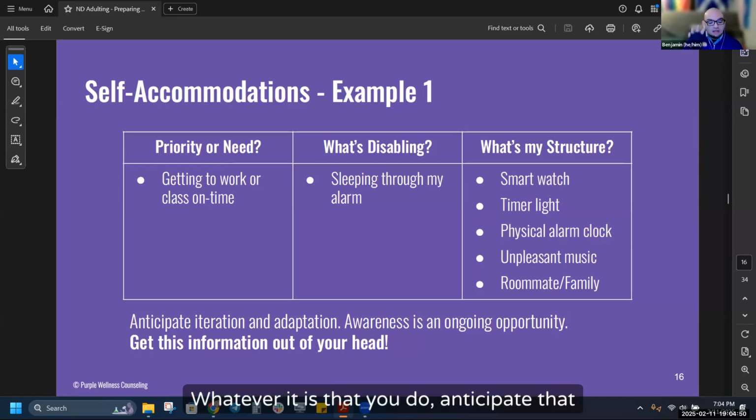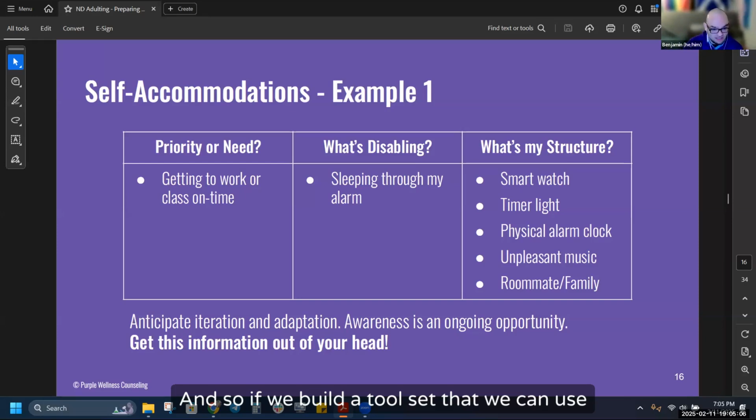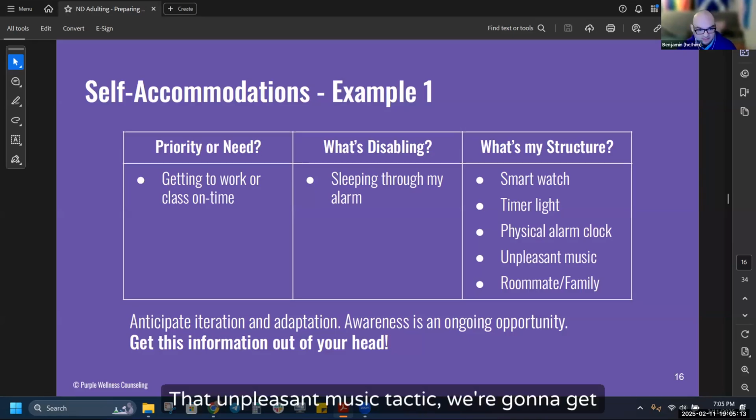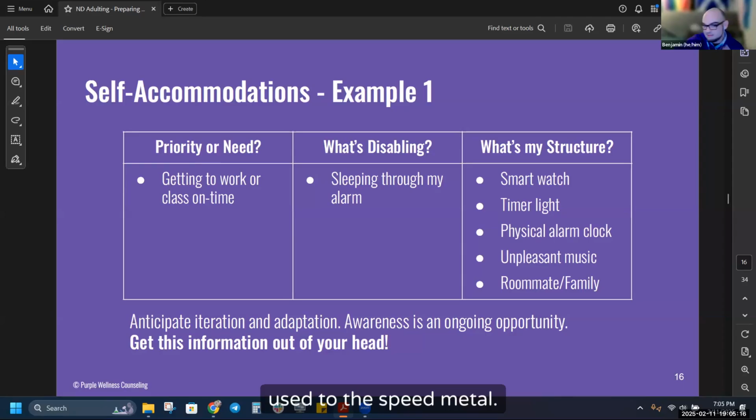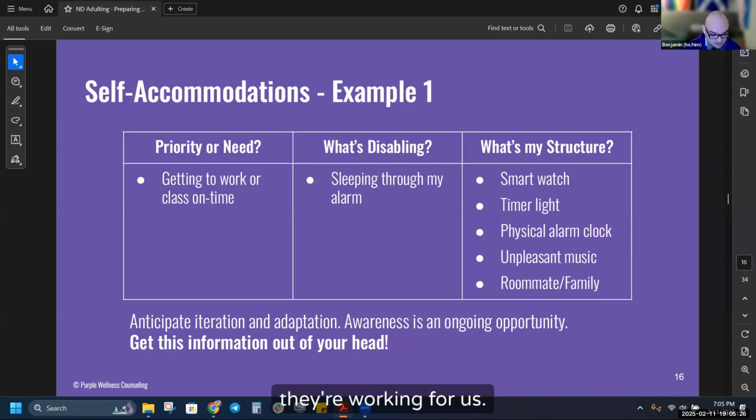Whatever it is that you do, anticipate that you're going to need to iterate and adapt over time. Remember, context is what makes something disabling, and our context changes over time, as do we, right? Our needs, our situation all change over time. And so if we build a toolkit that we can still pull on those tools, but how we use them, what they look like is going to change over time, right? That unpleasant music tactic, we're going to get used to the speed metal. So now maybe we need to switch to yodeling or whatever it is that doesn't work for you. We're going to need to adapt over time. So this is where awareness continues to be important. We got to pay attention to our tools and if they're working for us.